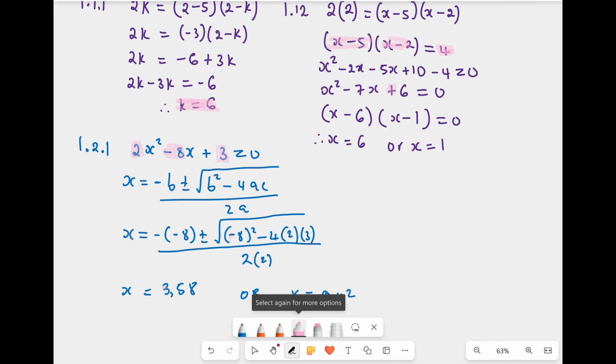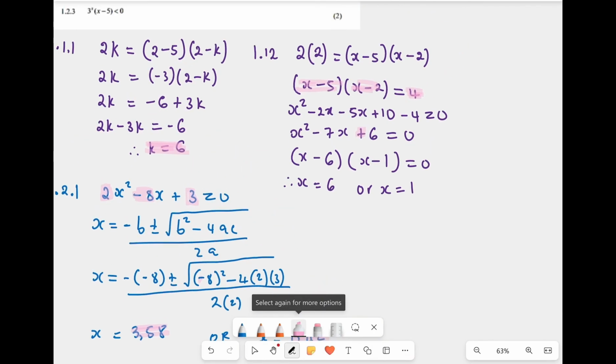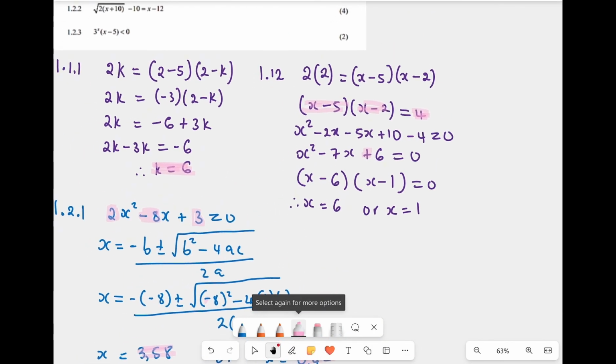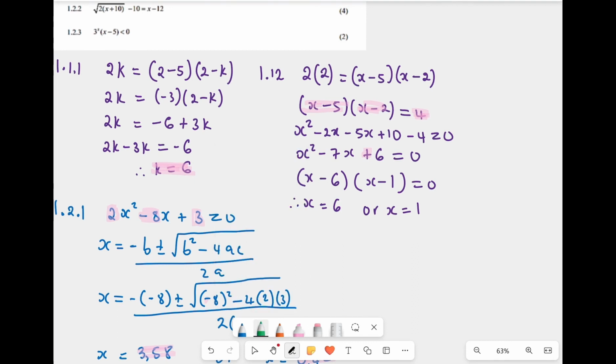Okay, now let's move to 1.2.2. We are given a square root, and then under the square root we have 2 into x plus 10, and then just outside the square root we have minus 10 is equal to x minus 12.